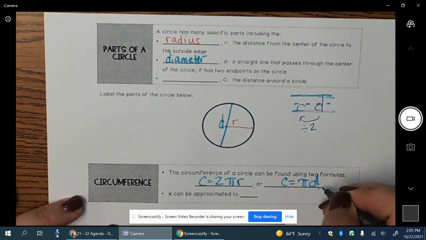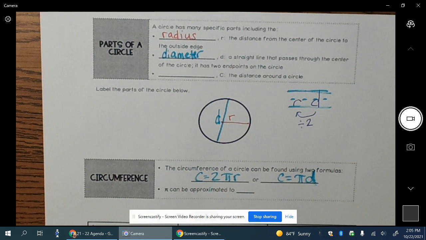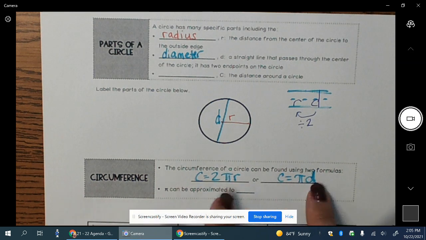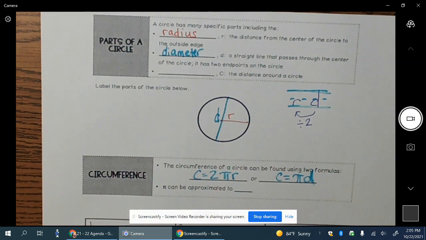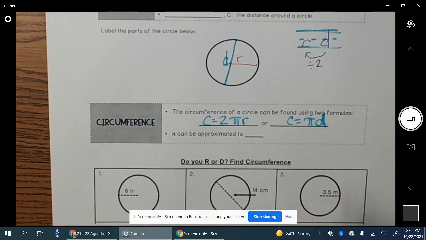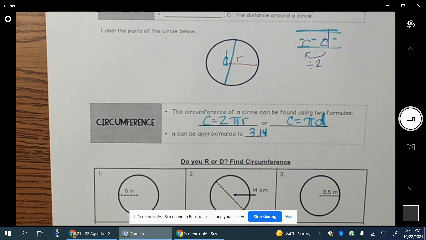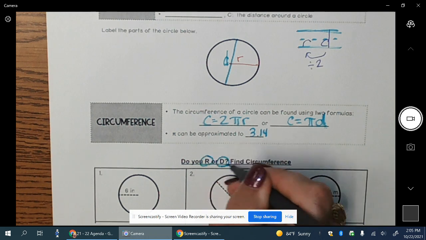All right, so our circumference formula is C equals 2 pi r, or C equals pi d. How can these formulas be the same? What would 2 radiuses equal? Diameter. 1 diameter. That's why the formulas are the same. And we want pi to be 3.14. So every time you have a circle or a cylinder, you need to ask yourself, do you have r or do you have d?